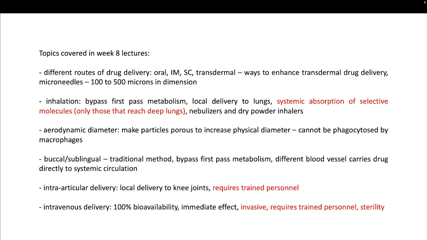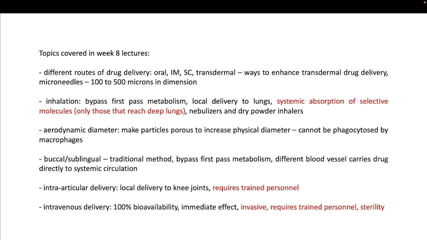The disadvantages of this method: it's invasive because you're injecting something. Patients are not compliant towards injections, but when it becomes necessary, they don't have an option. It also requires trained personnel because a patient cannot self-administer intravenous delivery. It's very difficult to look for a vein. Also, sterility becomes an issue because now you are directly injecting your drug molecule into the blood.